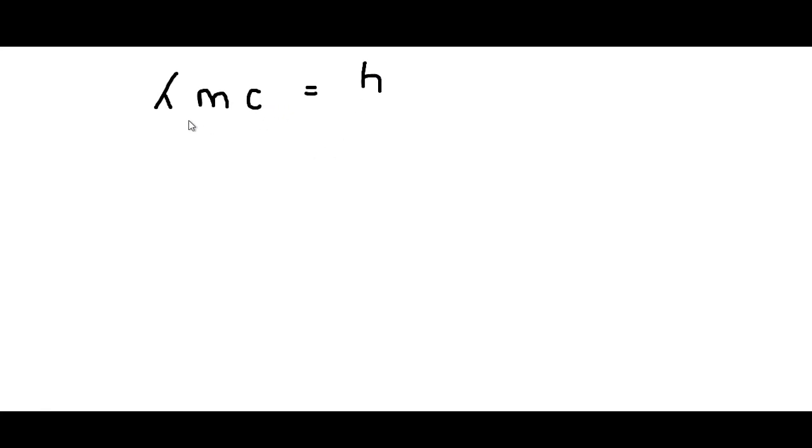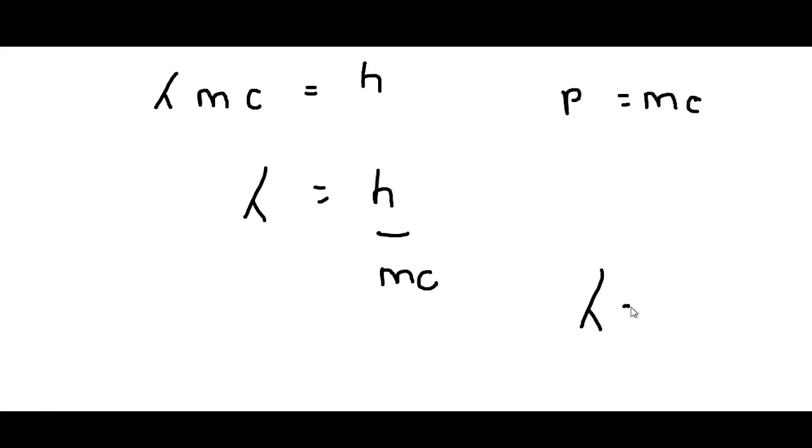So we want to be left with the wavelength on one side, so we are going to divide both sides by mc. So we're going to be left with wavelength equals h over mc, and as we know, p equals mc, so it's the same as writing wavelength equals h over p, and that's how we derive de Broglie's equation. Thank you for watching.